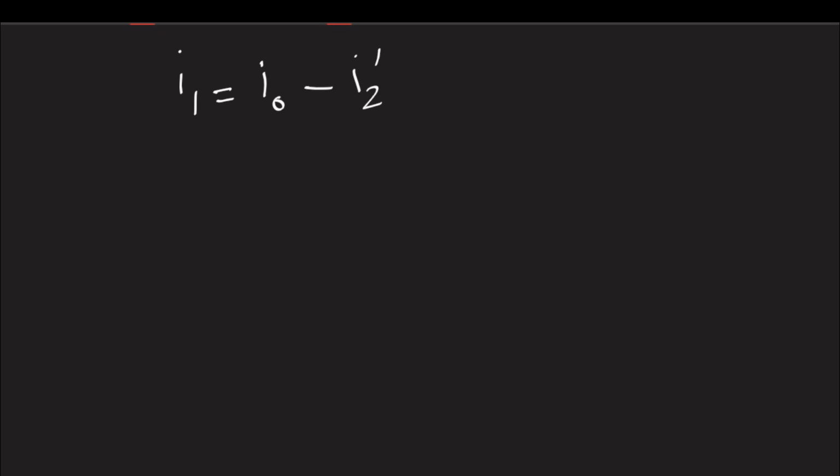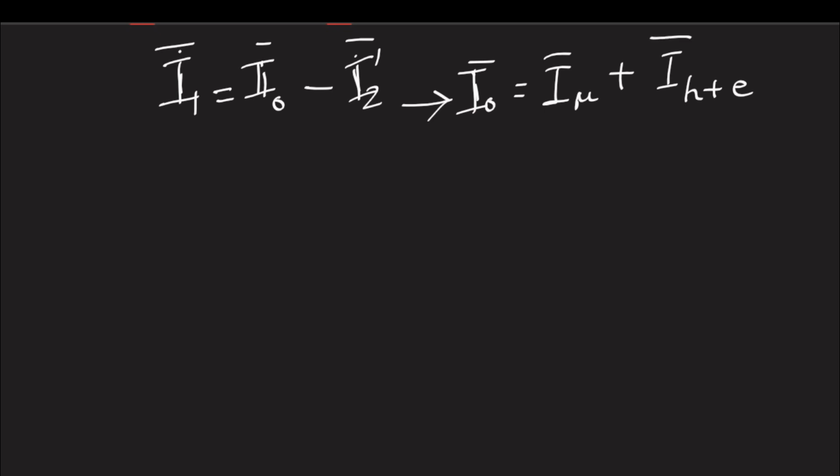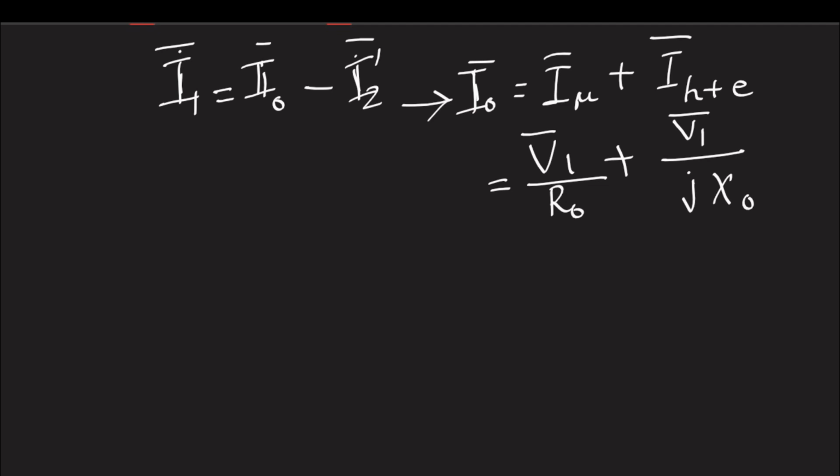Then however, what about I0? I0 is IC plus IH plus E. Now these two can further be written like V1 by R0 plus V1 by JX0. And here, for the secondary side, all other equations remain the same.